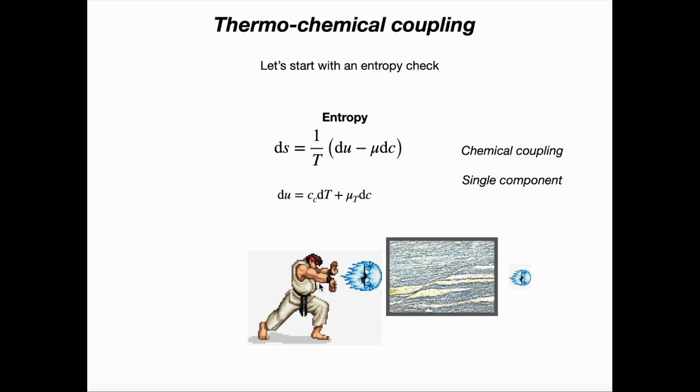So we can simplify this relation here and inject du into that expression. So we get dS is equal to 1 over T times Cc dT plus (mu_T minus mu) dC. To simplify things, we are going to assume that mu and mu at constant temperature are actually the same, so this term is going to cancel out. That's our differential of entropy for the following of the lecture. We will have Cc over T times dT.